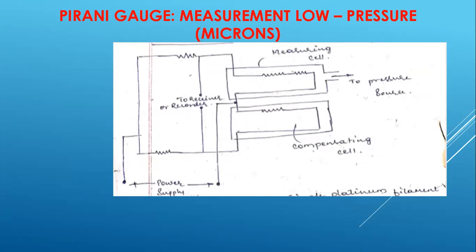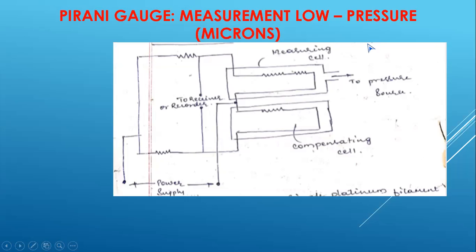Next, come to the point. One more gauge is available. This is the gauge. Here you have to use an electrical circuit. There are a number of resistances present, and this is for the measurement of low pressure. This is not for negative pressure. The pressure may be in terms of microns.